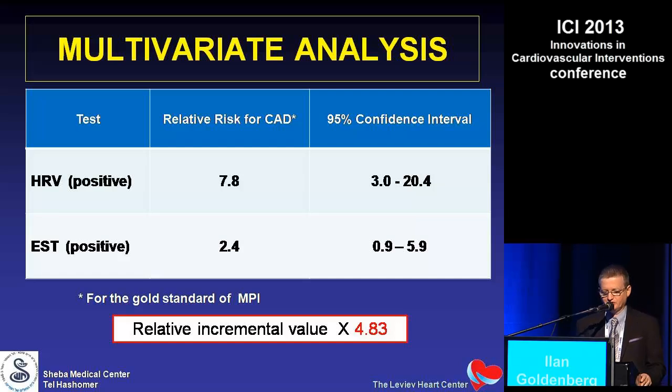In multivariate analysis, we see that a positive heart rate variability algorithm was associated with a nearly 8-fold increased likelihood for the detection of coronary artery disease that was statistically significant, as compared with only a 2.4-fold increased likelihood associated with conventional exercise stress testing that only approached statistical significance. And this was associated with a relative incremental value of nearly 5-fold for the heart rate variability algorithm compared with conventional exercise stress testing.